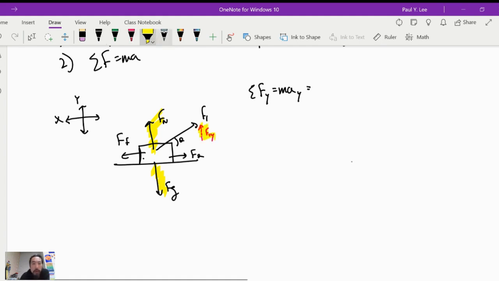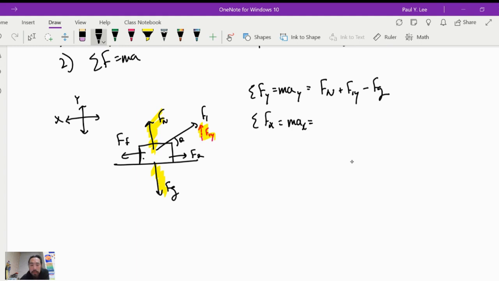I'm going to highlight that. And so our formula becomes f of n plus f1y minus f of g. And if we were to do that for the f of x, we would do the same idea. We would say, oh, I gotta create this in there. So this is f1x. We would say f1x plus f of 2 minus f of f. And according to the problem, we would just solve it accordingly, right?